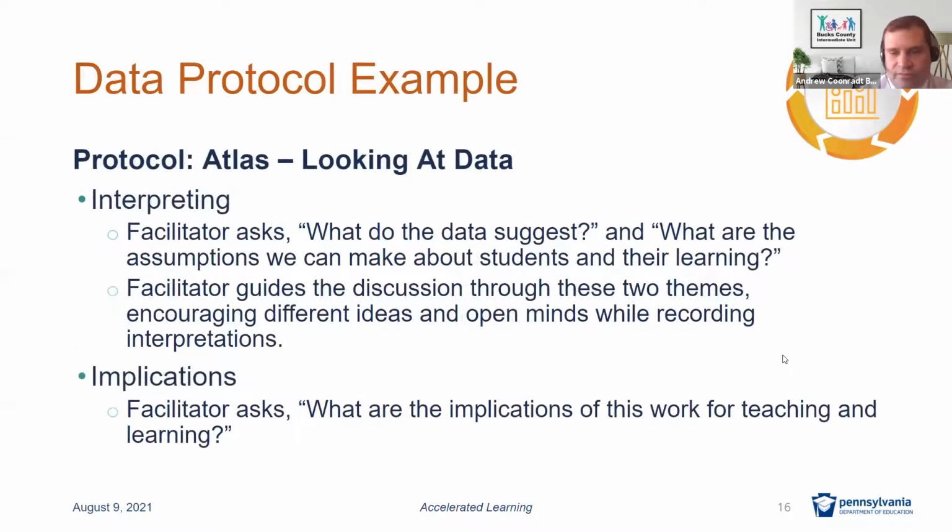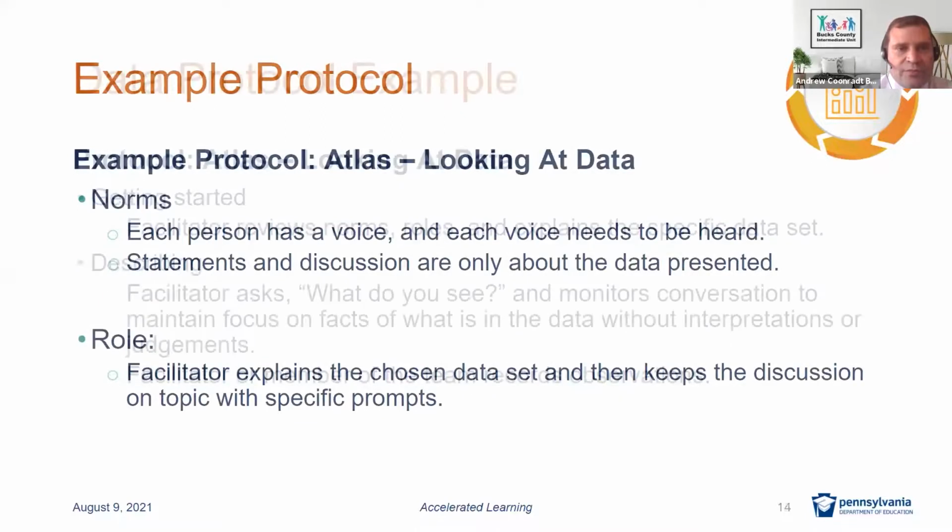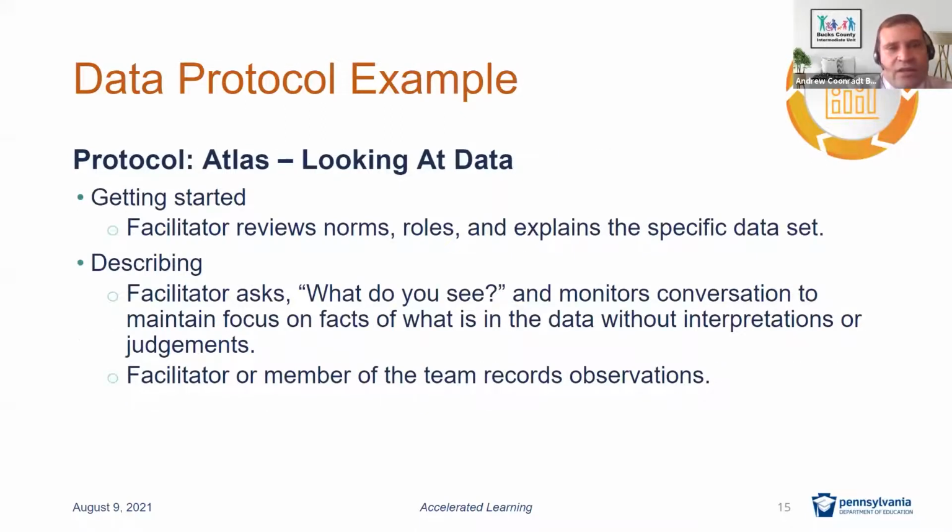Okay. Sorry. So looking at the data, when you're getting started, the facilitator, again, first reviews the norms and the roles, and then starts to explain the specific data set. Explaining means making sure that everybody understands what the various data points represent, what it looks like, not what it signifies, but just this is what this number means here, this is what this column means. That way, everybody's working from the same page, and the conclusions or the ideas that people pull out, what they notice, are all in agreement in terms of that. So that's the first role, to explain that specific data set.